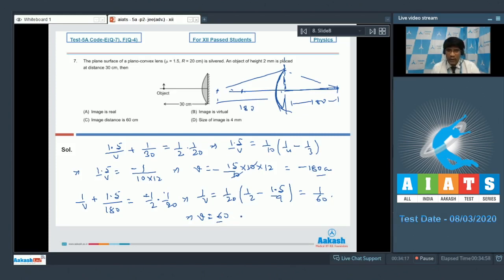So definitely the magnitude of magnification would be 2. So I would say image is real. Image distance is 60 centimeter and size of image is 4 mm. Originally it was 2 mm and it must be multiplied with 2, so it becomes 4 mm. So option A, C and D are the correct answer for question number 7. Now let's proceed to question number 8.